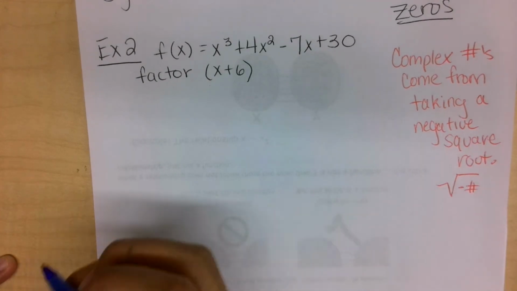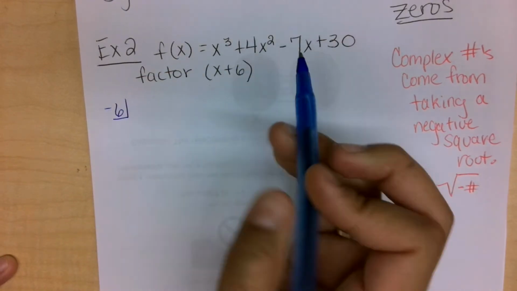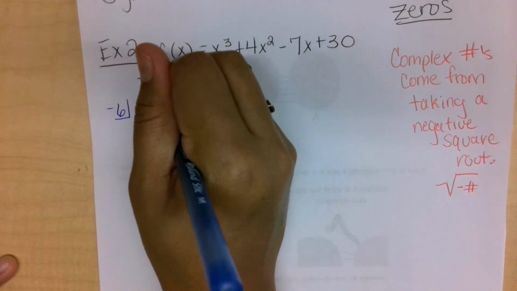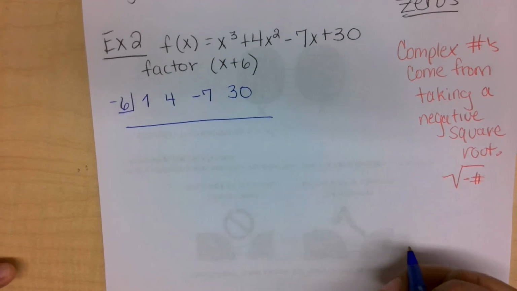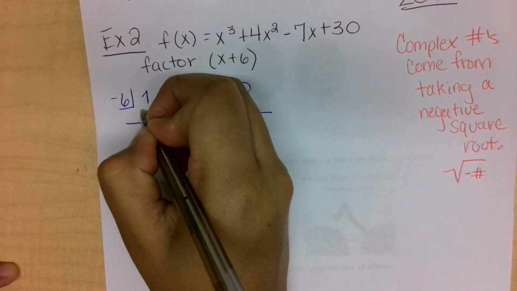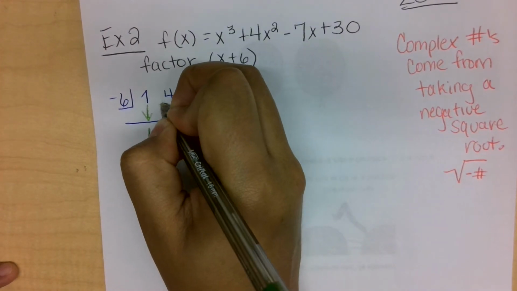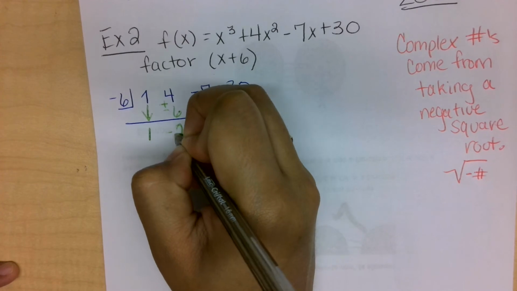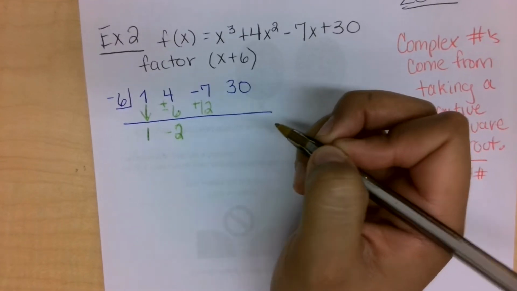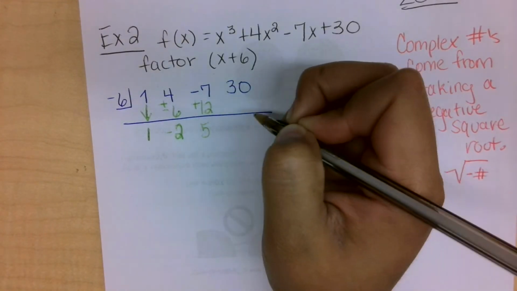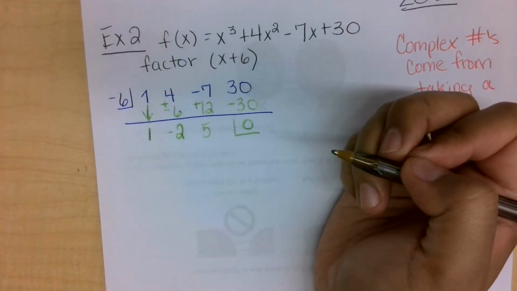We are going to start synthetic division. So in my backwards arrow, I'm going to put -6, and then I'm going to put my coefficients 1, 4, -7, and 30. And I'm going to solve. Bring down my 1. 1 times -6 is -6. And I'm going to add, that's a -2. -2 times -6 is a positive 12. -7 plus 12 is a positive 5. 5 times -6 is a -30. And my remainder turns out to be 0, which is what I expected.